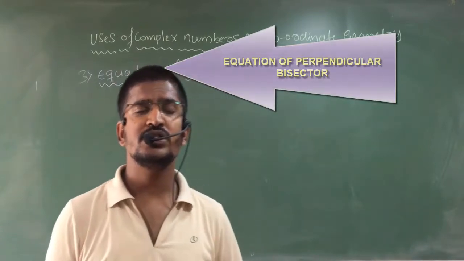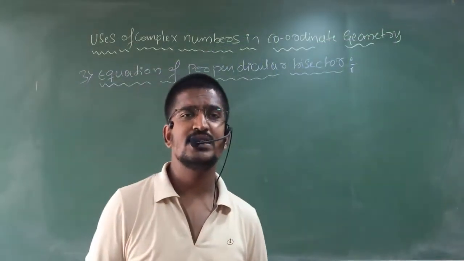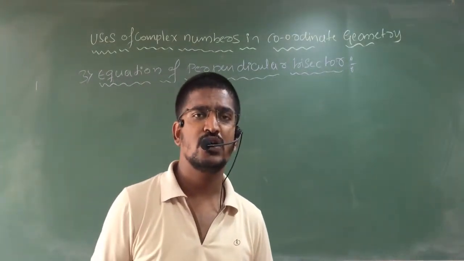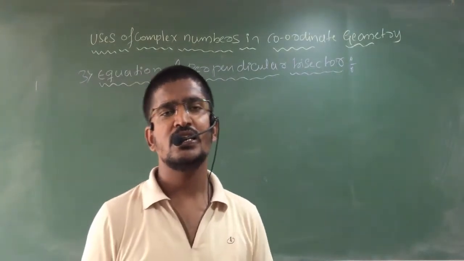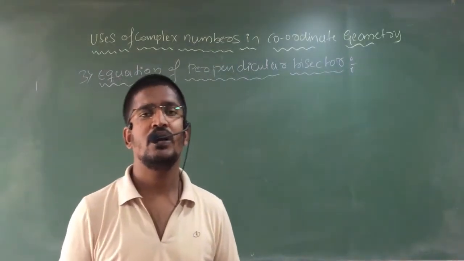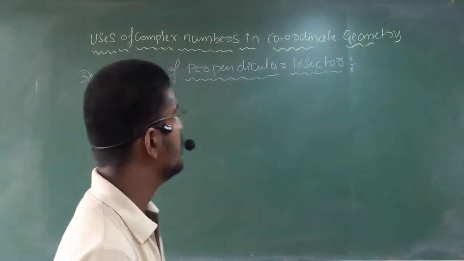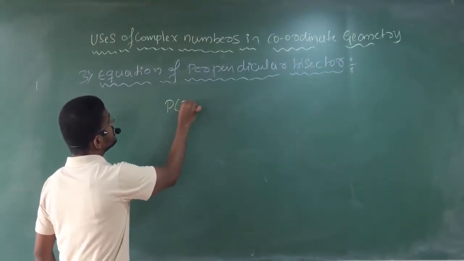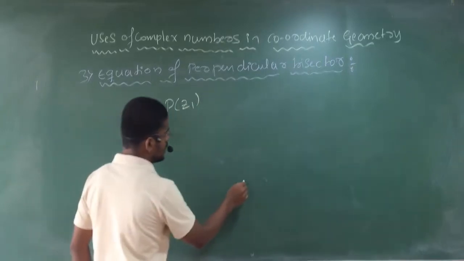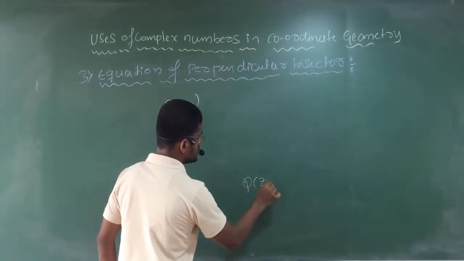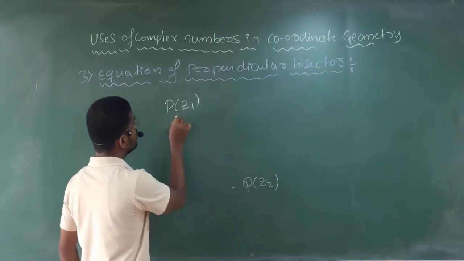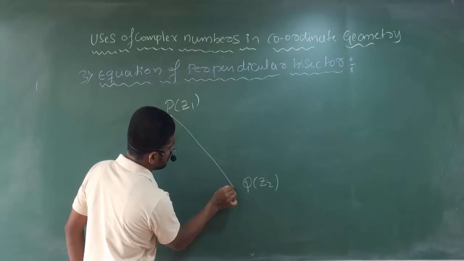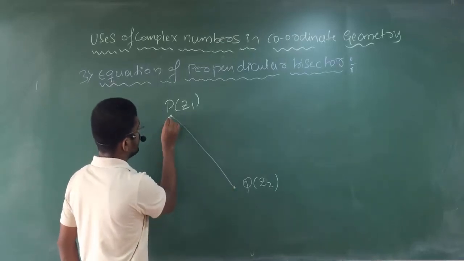Clear, students? So first you must know what the perpendicular bisector is. Let us first understand the perpendicular bisector, then go for its equation. Here, P of Z1 and Q of Z2 are the two points, and this is the line segment joining PQ.